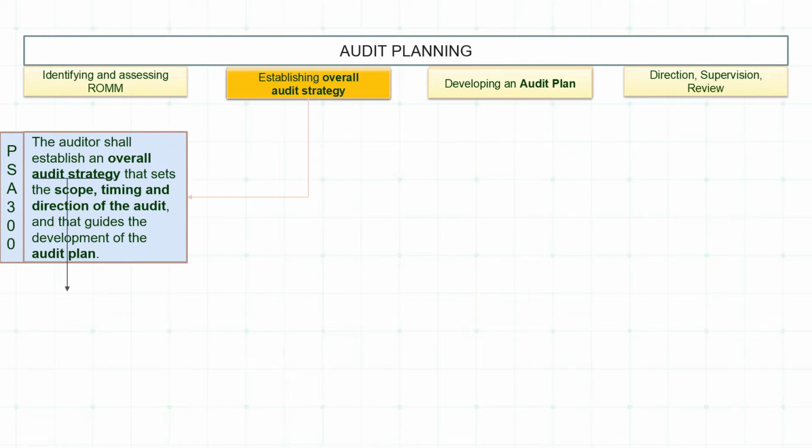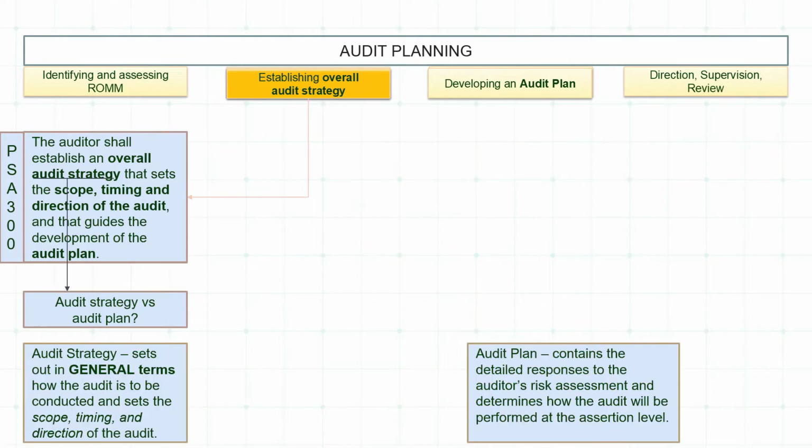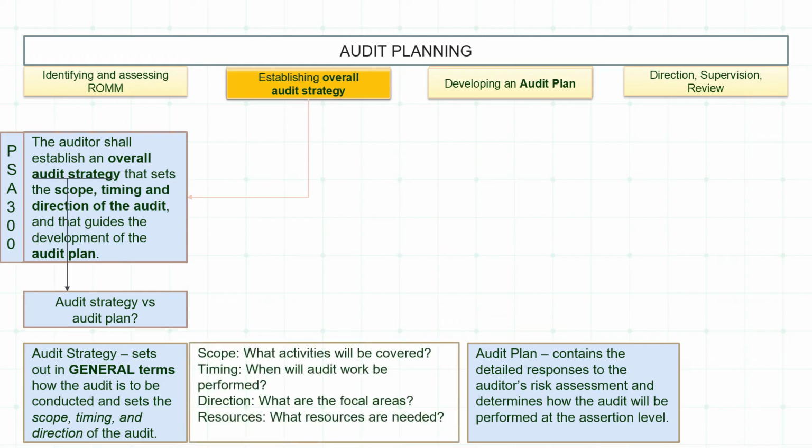Still, we have to differentiate what's the difference between audit strategy and audit plan. Think of the strategy as the broadest concept. It sets out in general terms how the audit is to be conducted. It talks about the scope, timing, and direction of the audit, such as, for example, in terms of the scope, what activities will be covered? How will the audit be segmented? Will we segment the audit according to line items or shall we segment it using the transaction cycle approach?